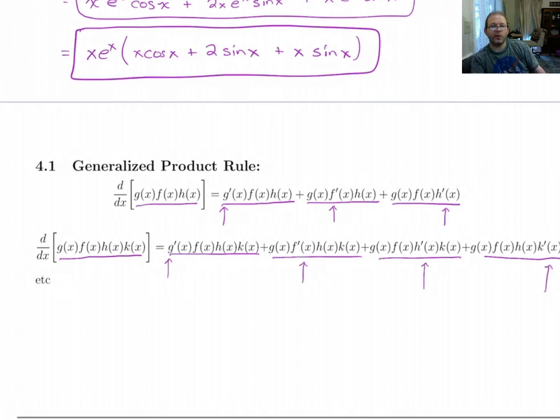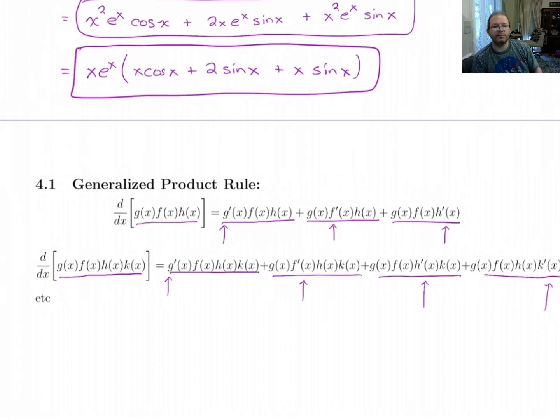And that'll work for larger and larger products. We could have used this on the example we just did. It's handy to know this, but I don't plan on giving anything where you have to use this, because it gets long. So anyway, that's all I want to say about the product and quotient rule. That's it.